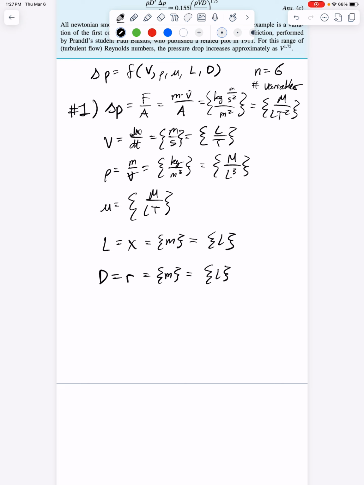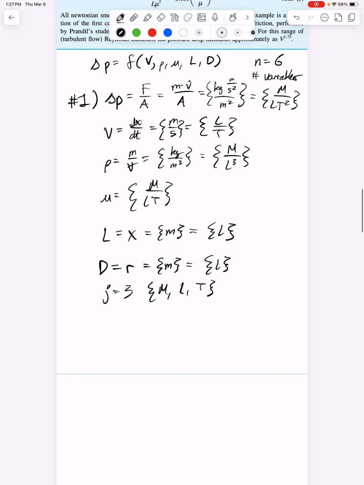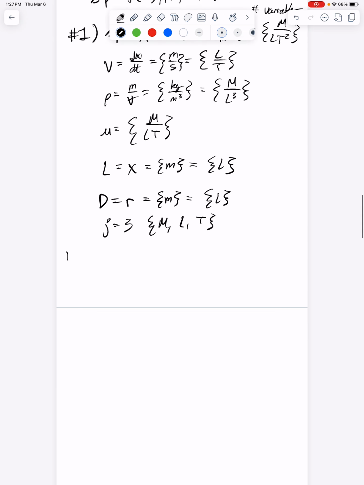I've now broken up all 6 of my variables into its dimensions. And once again, I'm working with 3 dimensions: mass, length, and time. Which then brings us to step 2. Step 2 is the amount of pi groups we're working with. N minus j, 6 minus 3, tells us we're expecting 3 different pi groups.